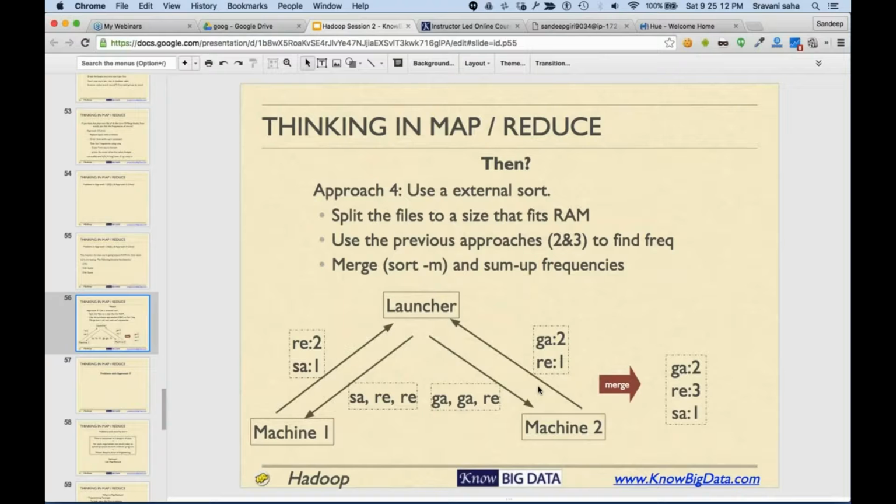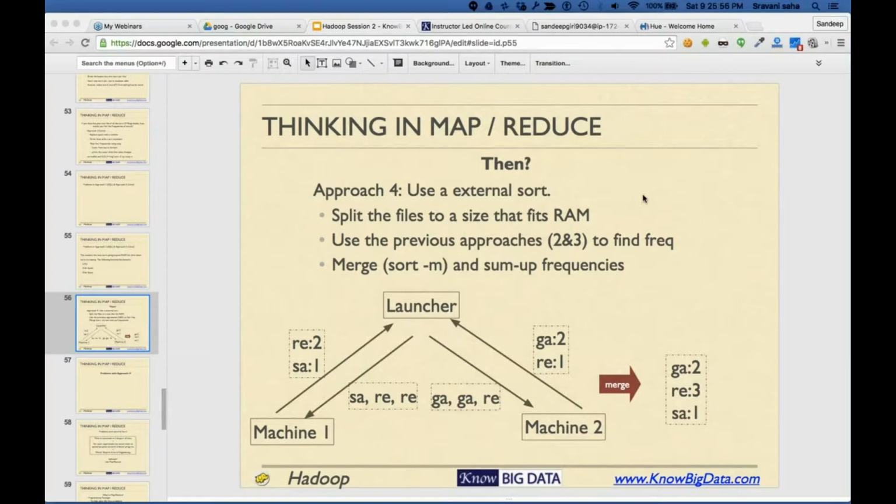Now you use any of the approaches we have discussed earlier, from 1 to 3, and sort the data on machine 1 and machine 2 and give the result back to the launcher. Once the launcher receives the data from both machines, it will merge the data, keep it sorted, and sum up the frequency of all the words. That way it will give you the result. So if we have multiple machines, we utilize them in sorting the data.